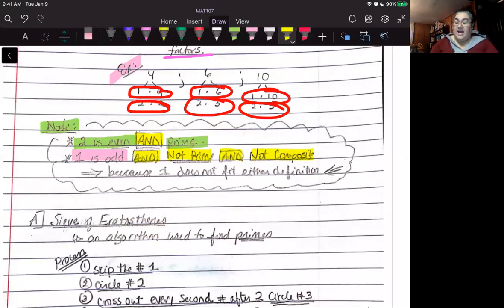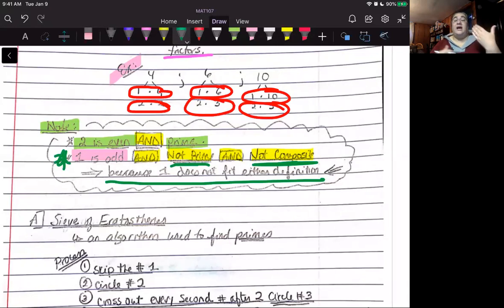So it's neither prime nor composite because the number 1 does not fulfill either definition. Okay? So the number 1 kind of stands out all by itself. It does not fall into the box for prime numbers. It does not fall into the box for composite numbers. It falls into neither. It stands alone as its own entity.